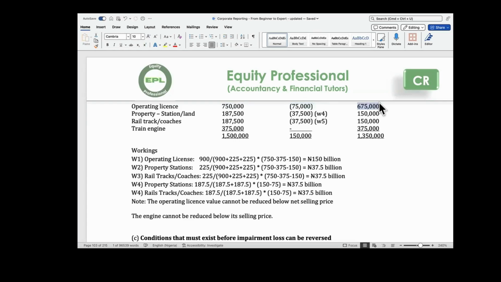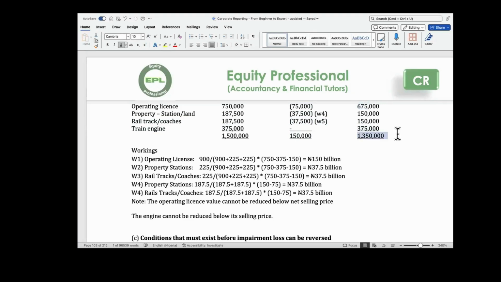So I need to write it down to exactly that amount. And that is why it's taking 75 out of 150. Now, the remaining 75, I will then share to the other assets on a pro rata basis, which is property and road tracks. As you can see, they are the same values. Just divide the 75 by 2. So that's why they are having 37.5, 37.5 impairment allocation. So these are the new values of our assets. These are the new carrying amounts of our assets.